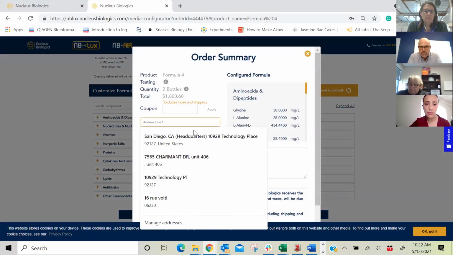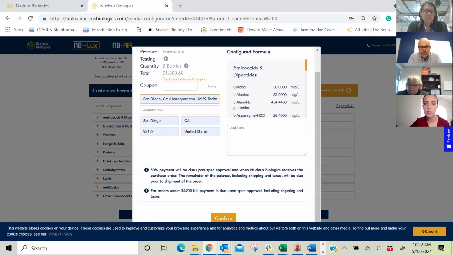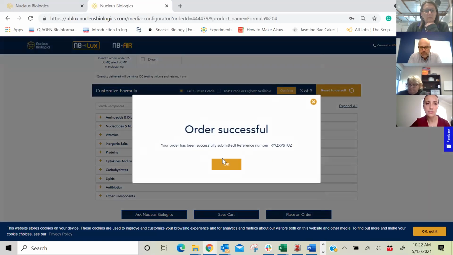And to place the order is really simple. Just enter the address and all the information and then confirm your order. And then after 2 weeks, I received the media that I'm going to show you the data for which I tested the media. So order successful. So Rachel, I'm going to give you back the screen.